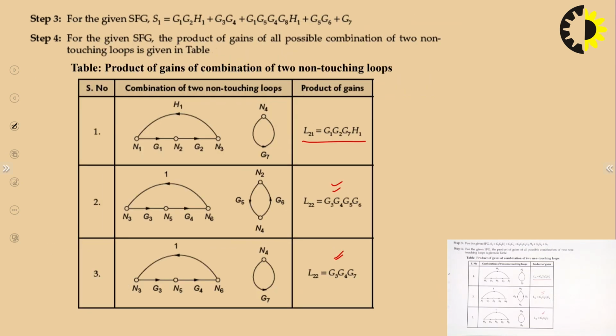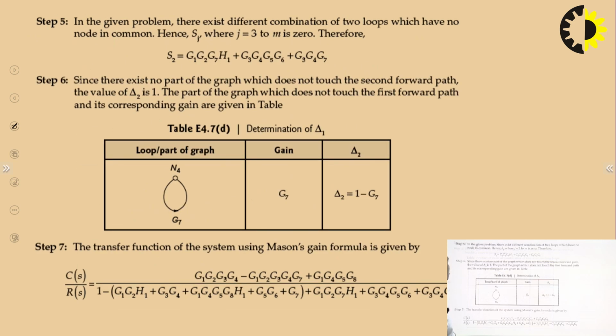So these are three pairs of two non-touching loops, and you have written basically the transmittance corresponding to it, and then you are writing this as S2, and now we will see what is the determinant of delta 1, delta 2 and all that.